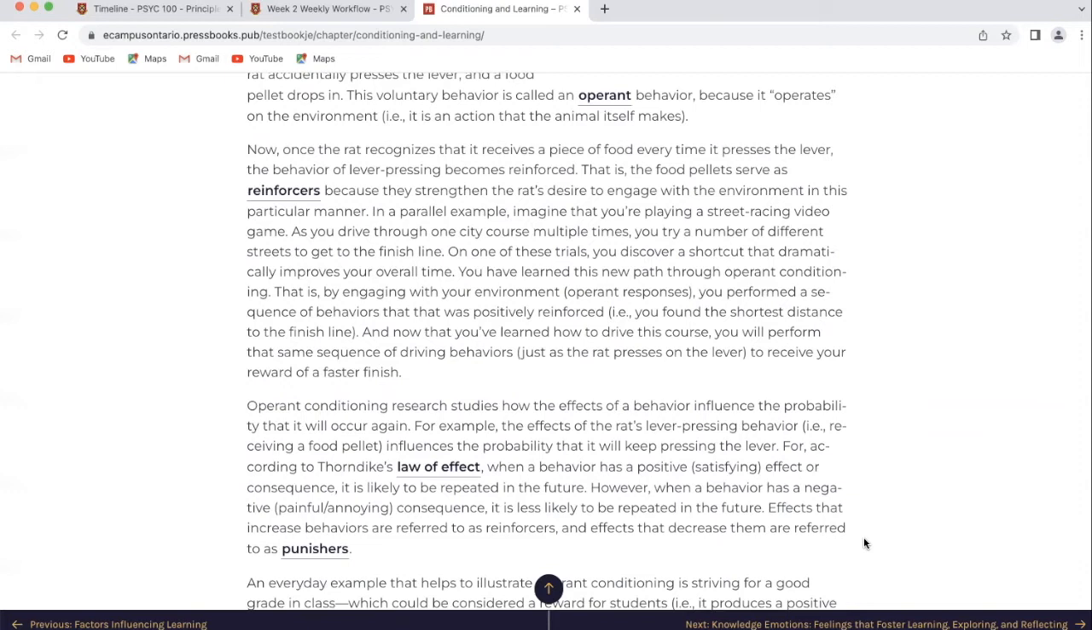And now that you've learned how to drive this course, you will perform the same sequence of driving behaviors, just as the rat presses on the lever to receive your reward of a faster finish.